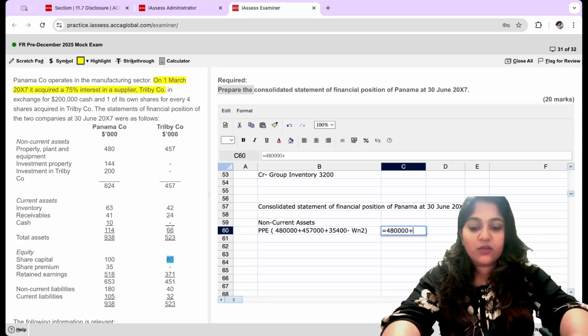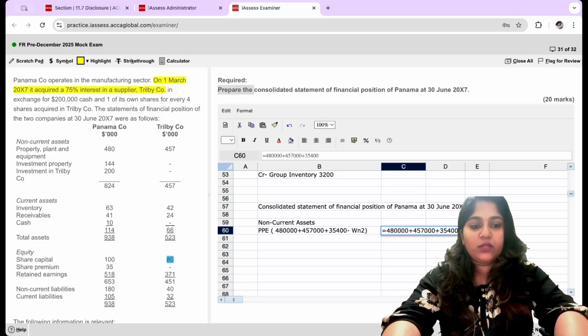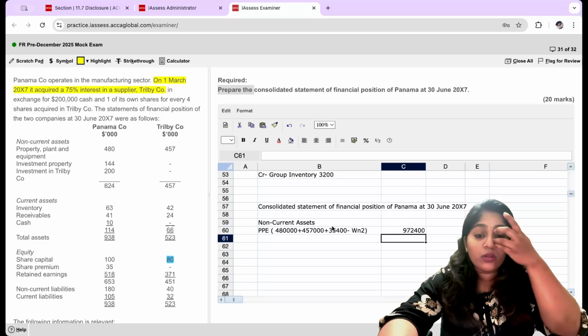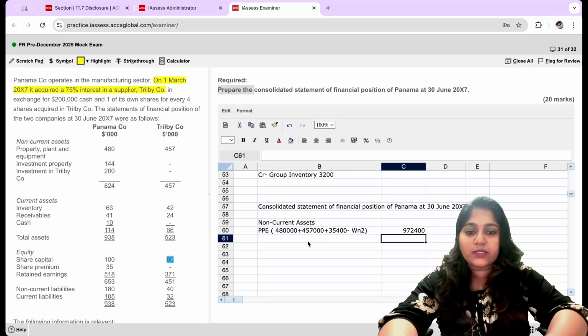When you do this, what is the non-current asset that you can expect to have? $480,000 plus $457,000 plus 35,400. So in total 972,400. That is what your property, plant and equipment is.